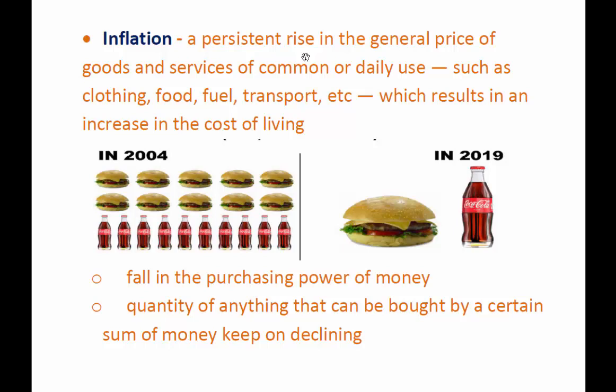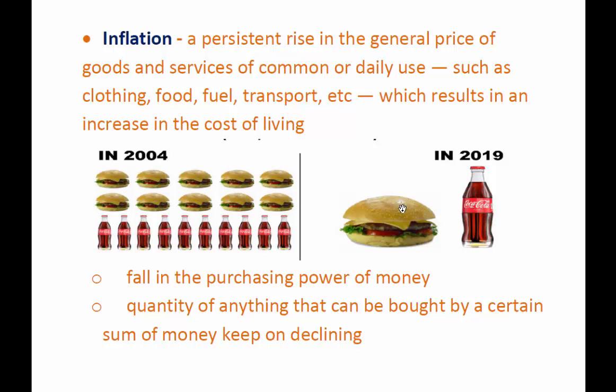Why does it happen? It happens due to the fall in the purchasing power of money, right? Just look at the picture. You can see this burger in 2004 for 400 rupees. You'll get how many burgers? 10 burgers, as well as you'll get 10 Cokes, right? But in 2019 you'll get only a bottle of Coke as well as just a piece of burger.